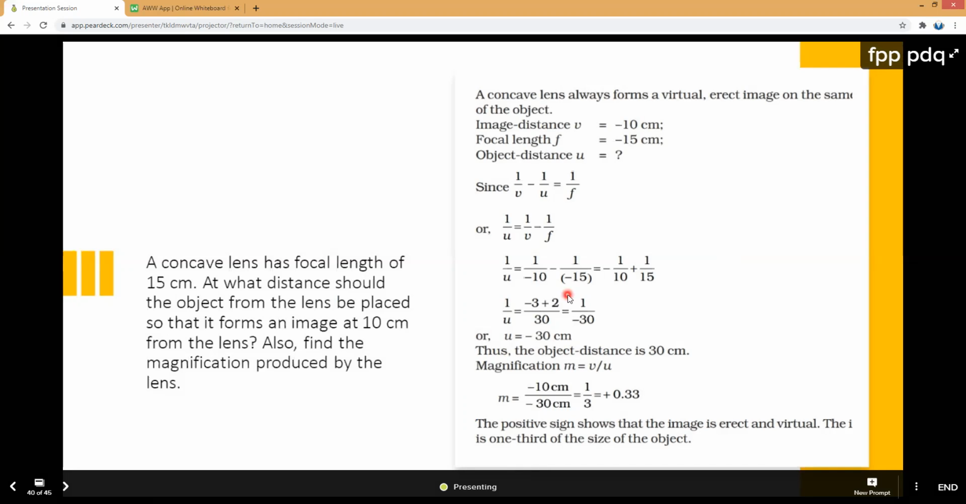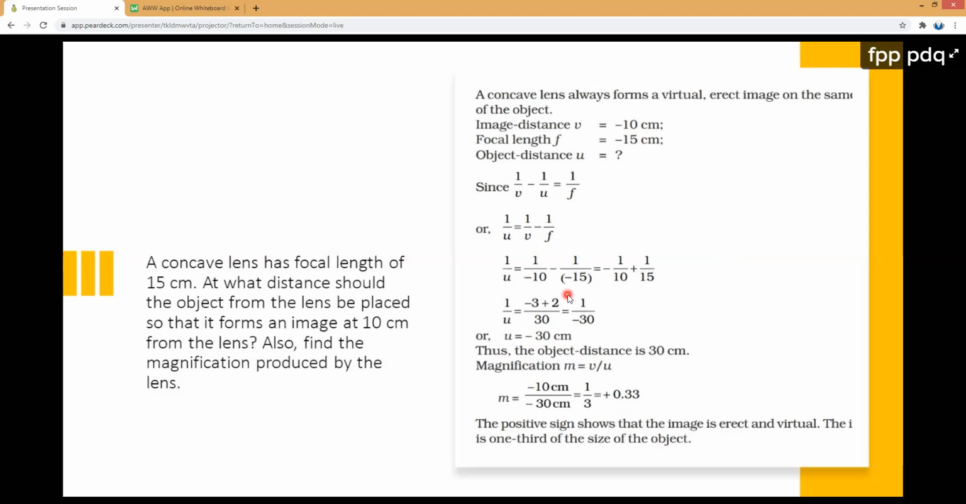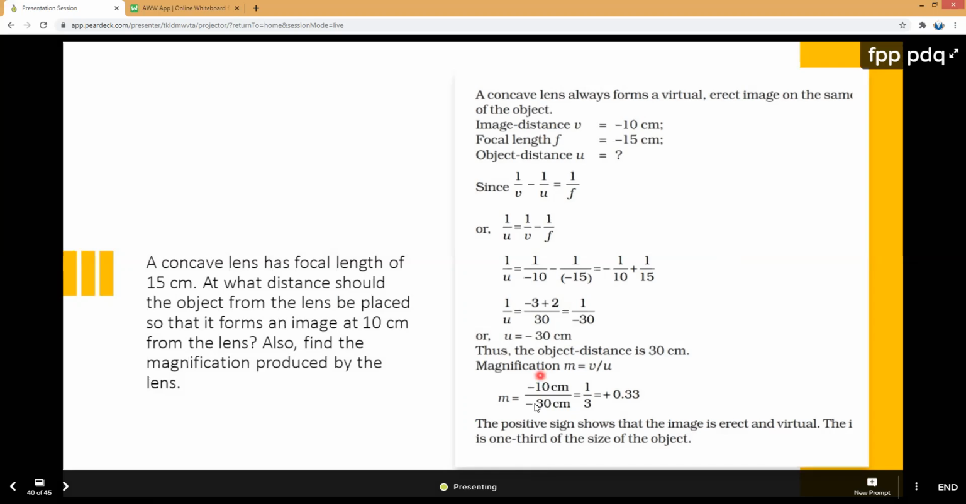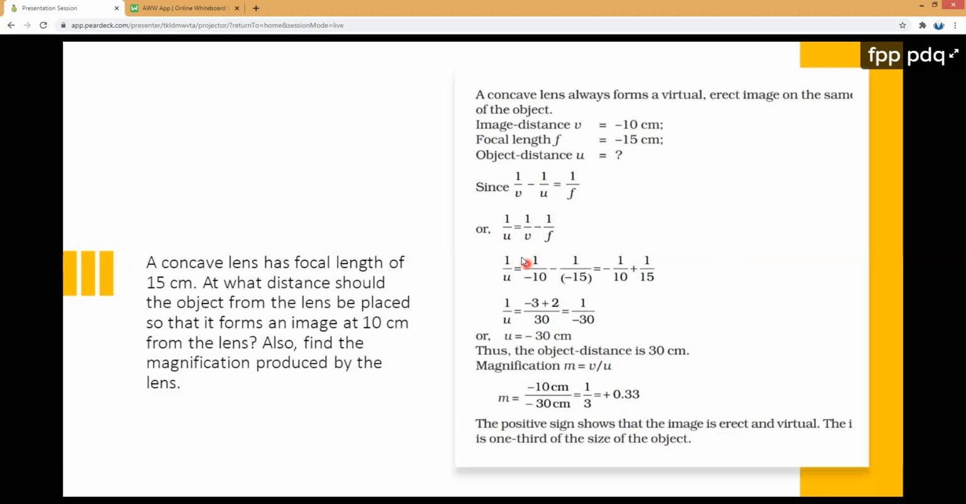And we know that the formula of magnification is v by u. So v is minus 10, u is minus 30. It will become 1 by 3, that is plus 0.33. Now, another reference from what I had told before: for a concave lens, the image is always erect, so the magnification will always be positive.